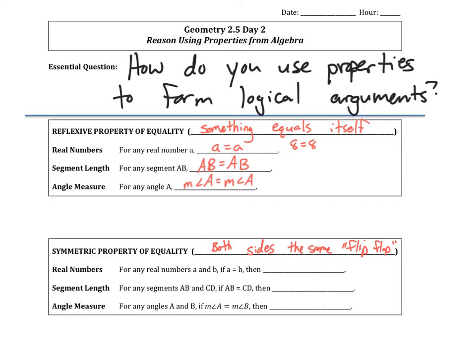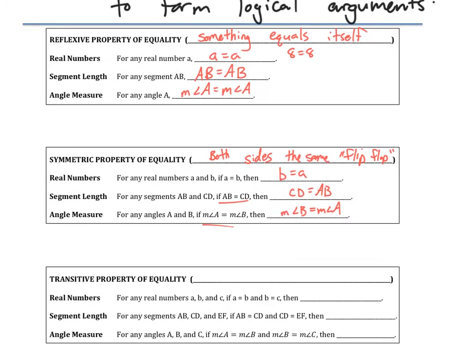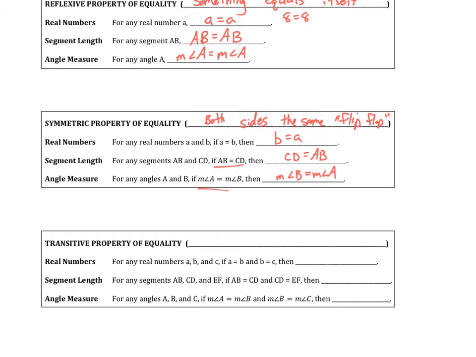So for example, for any real number a and b, if a equals b, then b equals a. For any segments, if AB equals CD, then CD equals AB. And for any angles, if the measure of angle A equals measure of angle B, then we could say the measure of angle B equals the measure of angle A. Okay, so symmetric property is when you flip-flop it.